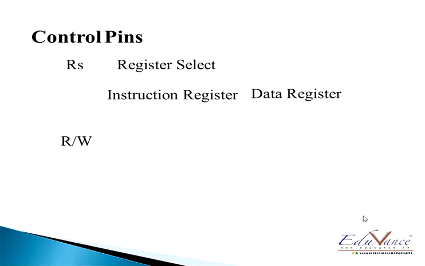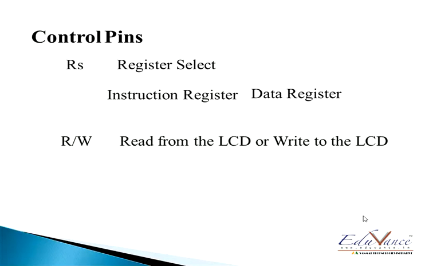Next we have the read write pin. Read is for reading data from the LCD and write is for writing data to it. It is actually write bar. Since we will always write to the LCD and never read from it, we will be connecting this particular pin to ground. Next pin we have is the enable pin. Enable is to enable the LCD.